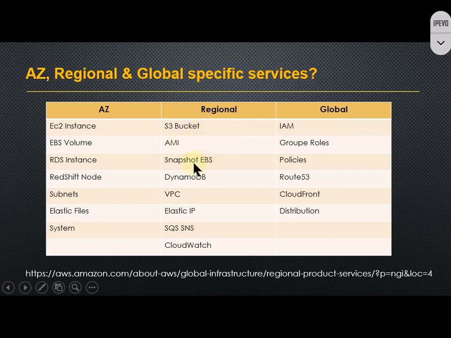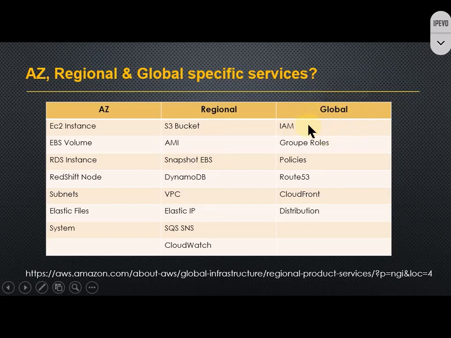Then AMI services, snapshots, EBS, this we are also going to create. Then DynamoDB, VPCs, in this session I'm going to create the VPC as well. Then Elastic IP, CloudWatch. So these kinds of services are specific to the regional basis. And what are specific to the global?